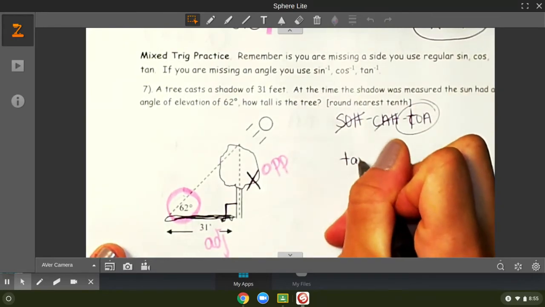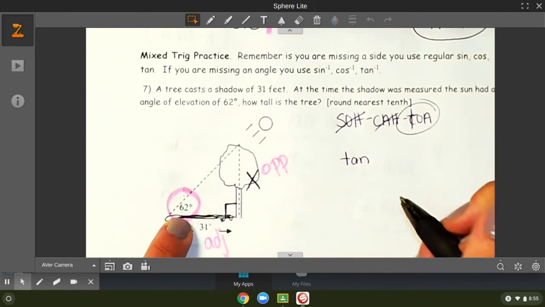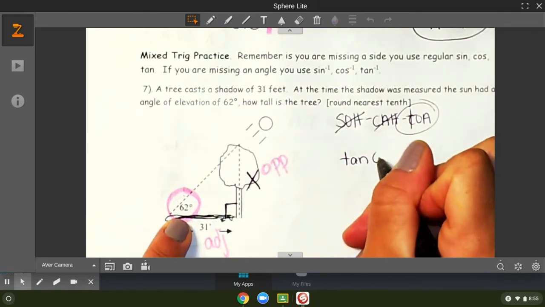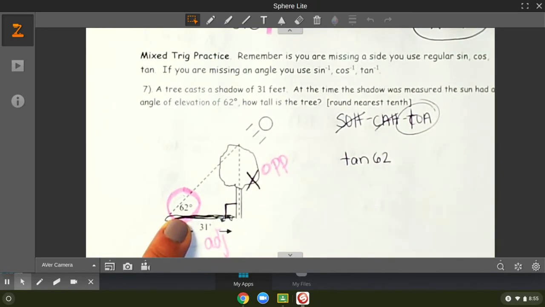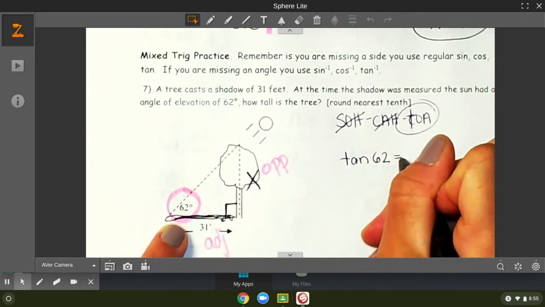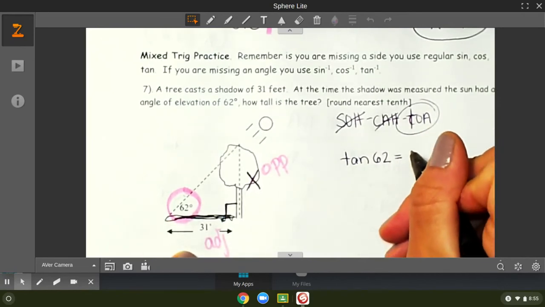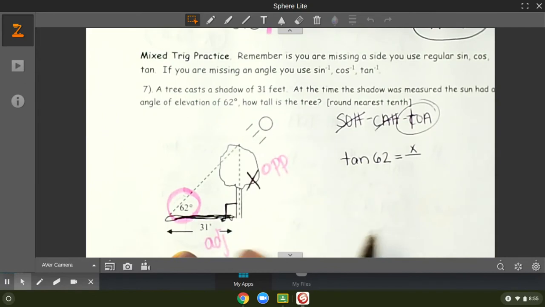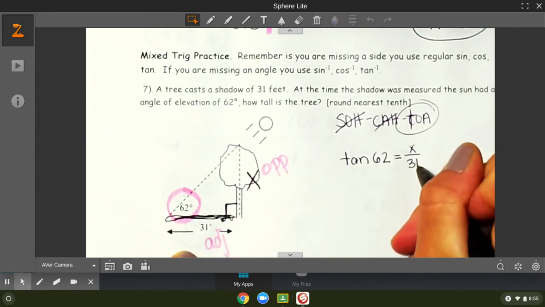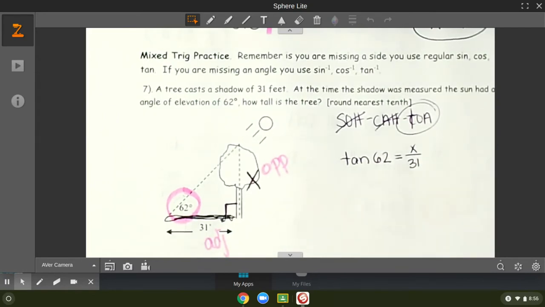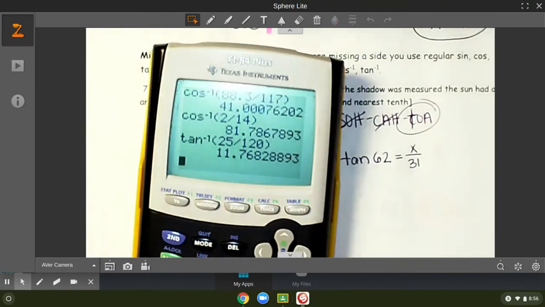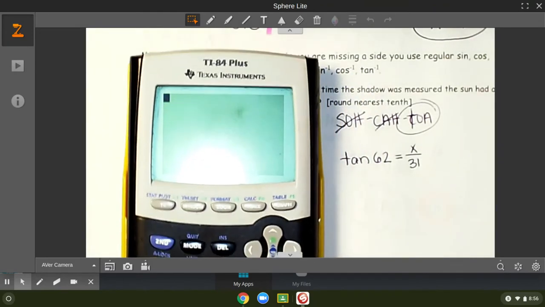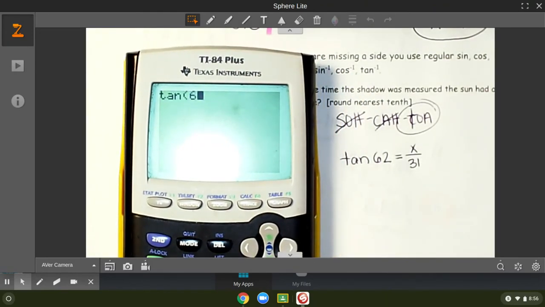So now we type in tan. The angle is 62, and remember, the angle measure goes directly next to the trigonometric function. Tan 62 equals opposite, which is x, over adjacent, which is 31. Now, this time, because we have the angle measure, we can type it in the calculator. So tangent of 62, we hit enter.